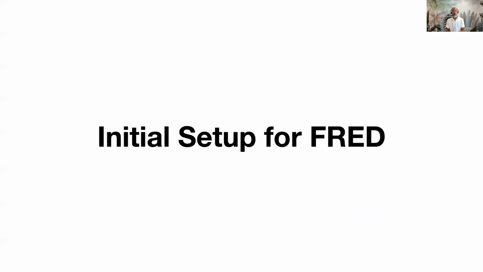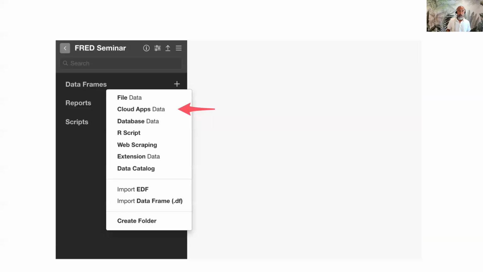Okay. So what is a connection really? That's the thing that you need to do at the initial setup. You need to do it once, and once you've done it, you don't have to do that later. So in order to access FRED in Exploratory, you click on the plus icon next to the data frames, and there it says Cloud Apps Data. I don't think FRED calls themselves a cloud app, but we call it Cloud Apps because it's on the cloud, somewhere.